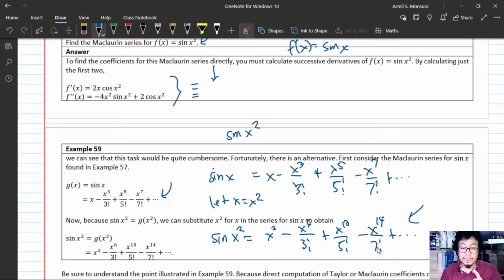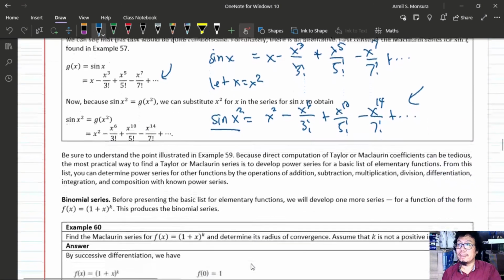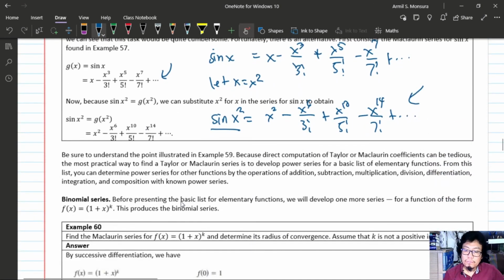But again, two questions. Does this series really converge? Number two, if this converges, does this converge to sine x squared? So we have to answer those two questions later. Be sure to understand the point illustrated in example 59.